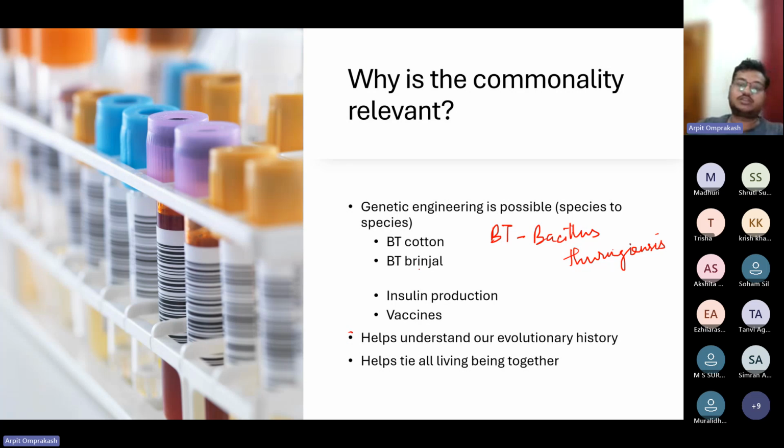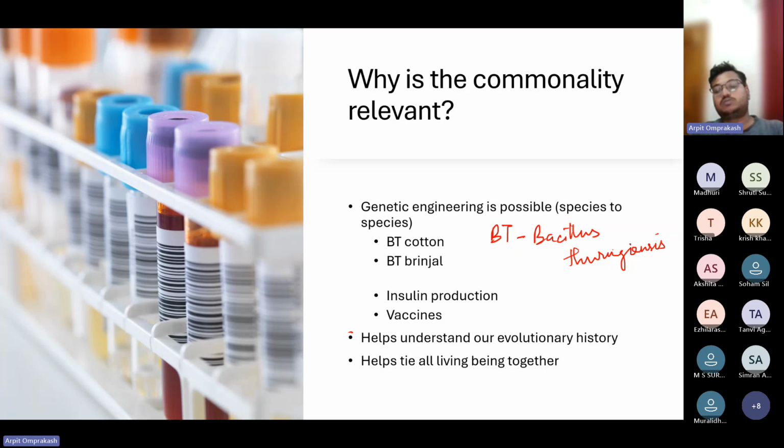Right. Then other things such as insulin production and vaccines are possible because all genetic information is written in a common language. So, for example, for people who are diabetic and need insulin, we use bacteria and give them a part of our genome which helps them produce insulin, and we use the bacteria to produce insulin for us. Right. And even vaccines, antivenoms and so on, antibodies and all, are created in a similar way.